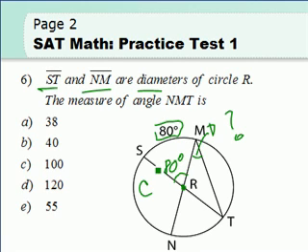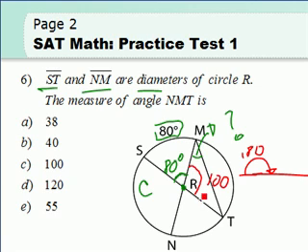degrees. Now we have here a straight line ST. If this angle over here is 80 degrees, then this angle from here to here is equal to 100 degrees, because a straight line is 180 degrees. Since we already know that ST and NM are diameters of the circle and R is the center, this section over here, RM and RT, are both radii of the circle.